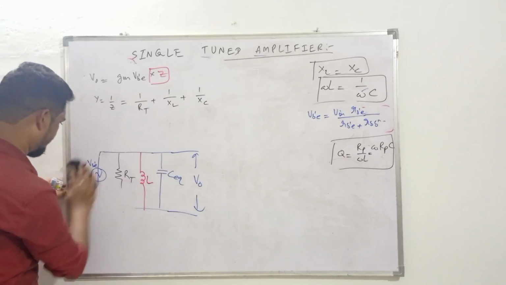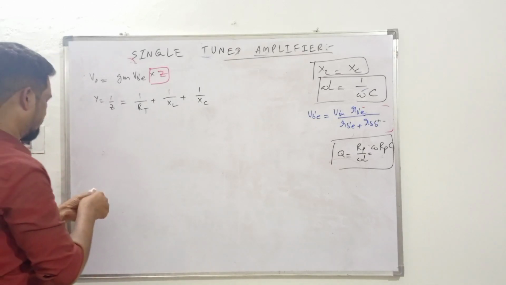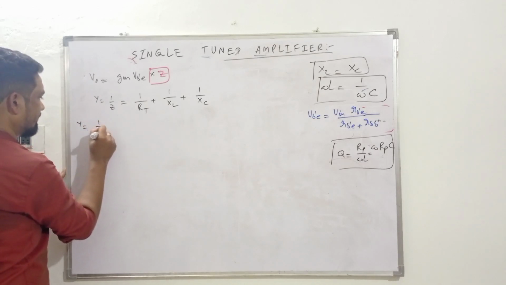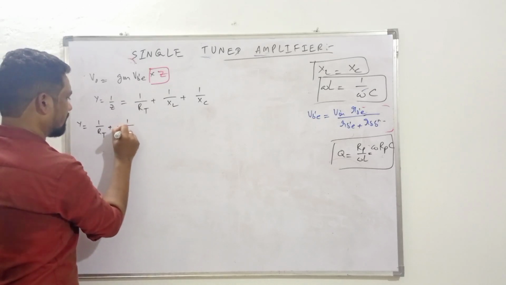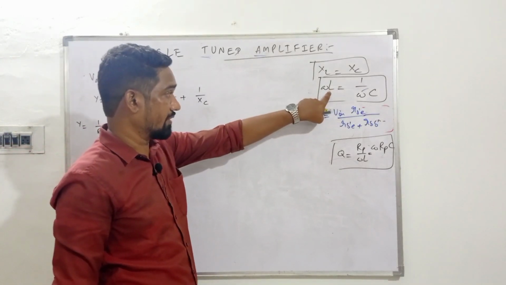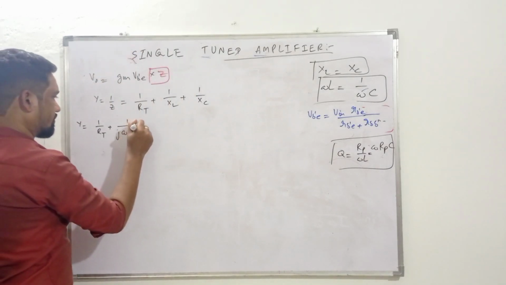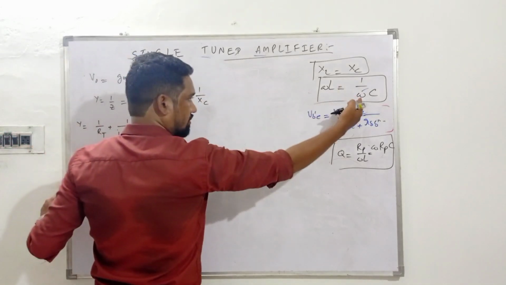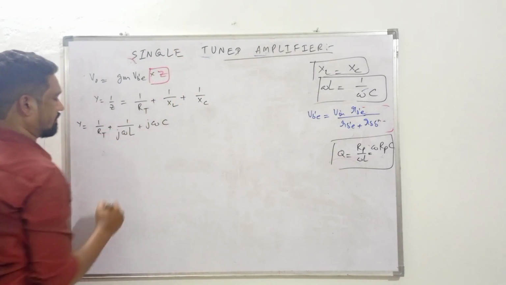So y will be equal to 1 upon RT plus 1 upon XL, that's 1 upon j omega L. Here I have written the magnitude straight away. Why don't we have that j over here? We have taken the magnitude directly. So plus 1 upon XC. XC is 1 upon j omega C, so it flips up, isn't it? So j omega C, right?